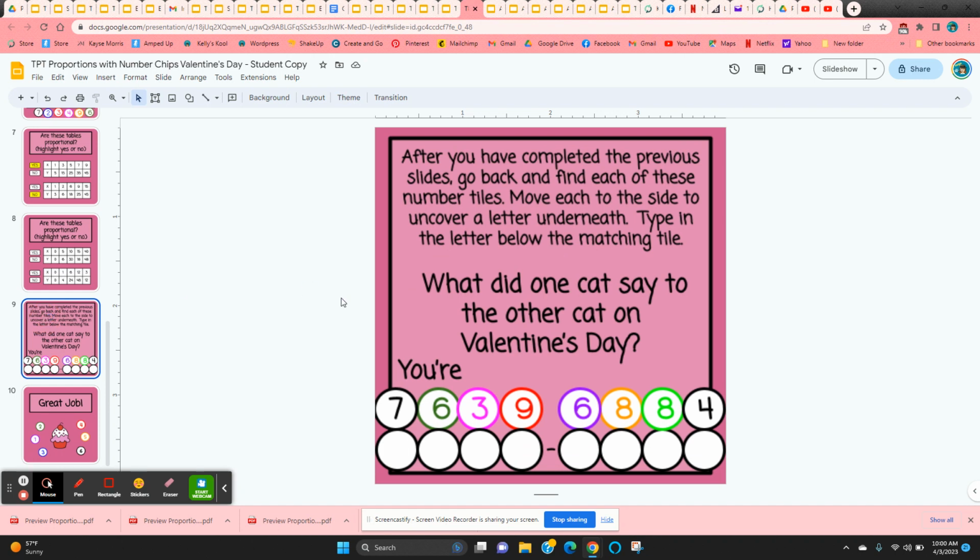When they get to the final slide, now they have a Valentine's Day riddle. What did one cat say to the other cat on Valentine's Day? In order to solve it, they have to find all of these number chips. So it has to be the correct number, correct color.